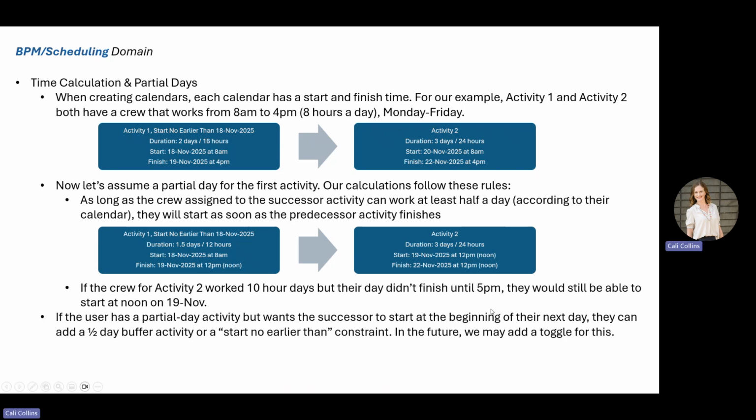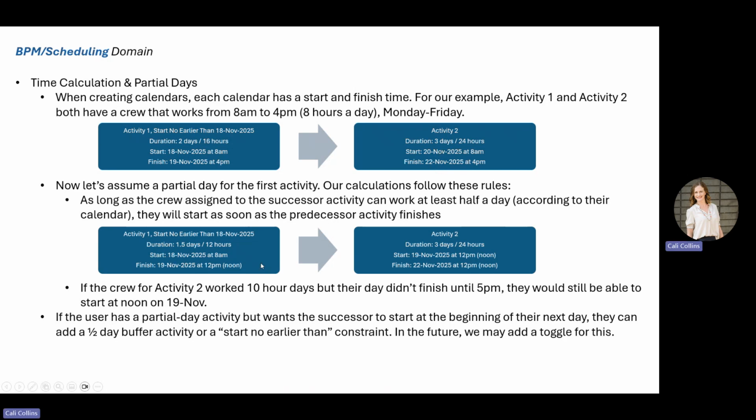So you can see here for activity 1, and we just showed a start no earlier than date here for fun, it starts on November 18th. It is 2 days long. So it starts at 8 a.m. on the 18th, and it's planned to finish at 4 p.m. on the 19th. Activity 2 here, therefore, can be planned to start at the beginning of their workday on the next day on November 20th, and it is able to plan to finish at 4 p.m. a couple days later on the 22nd because it's a 3-day activity.